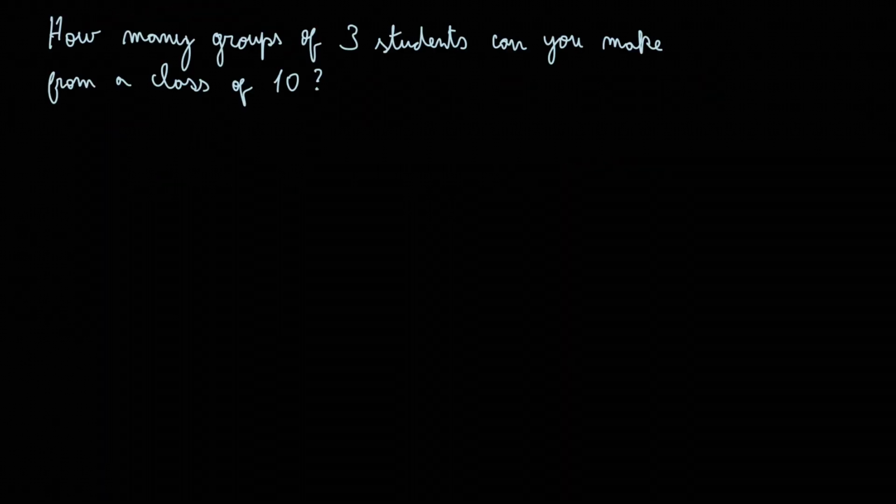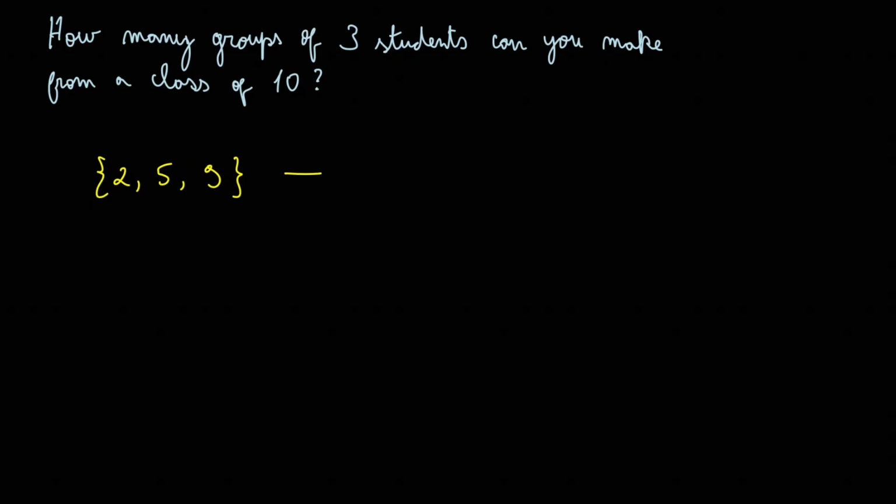Let's try an example. How many groups of 3 students can you make from a class of 10? That's not easy to count directly, right? But here's a trick. Imagine that each student is a position in a 10-bit string. If a student is in the group, we put a 1. If not, we put a 0. So for example, the group 2, 5, and 9. This becomes the bit string 0, 1, 0, 0, 1, 0, 0, 0, 1, 0. So we have students 2, 5, and 9 represented as 1s in this bit string.